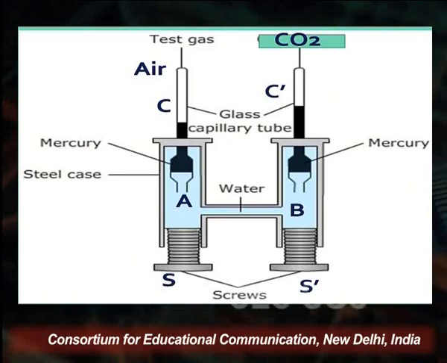The tube shown on the left has the test gas. Tube shown on the right has carbon dioxide gas. Andrews experiment was performed for carbon dioxide gas. Very, very important.